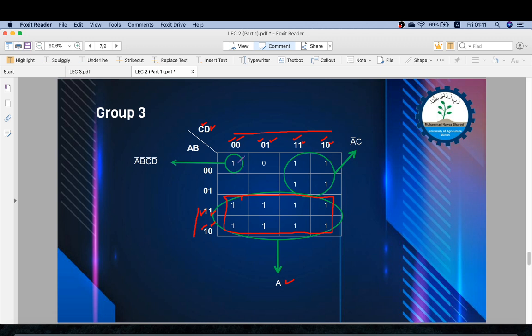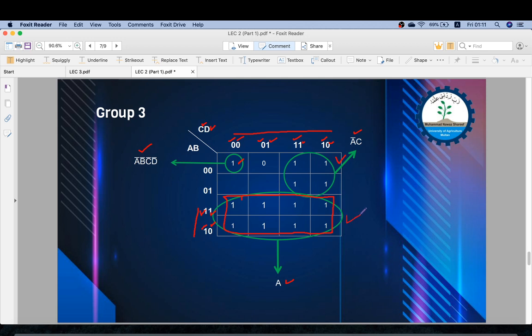So now we can see, the smaller the group, the larger the equation. The larger the group, the smaller the equation. Here it was only 1, so all 4 variables were there: A complement, B complement, C complement and D complement. What about the other one? Here we were taking a group of 4, so it was larger than the first one, and the equation was much smaller compared to the first one. It was A complement and C.